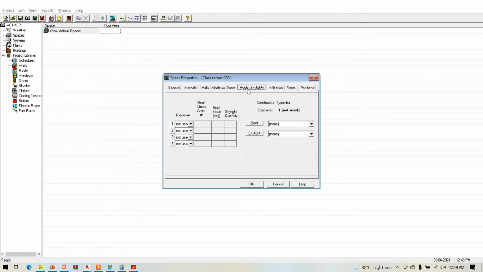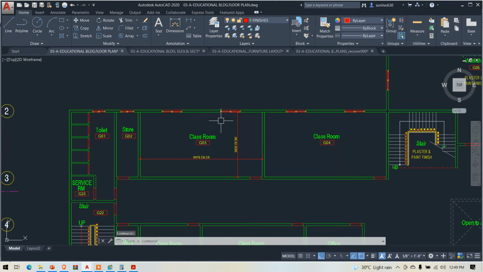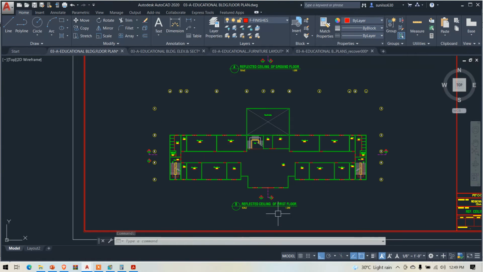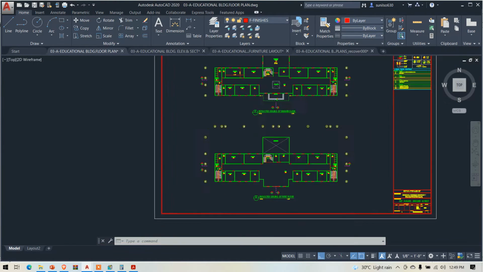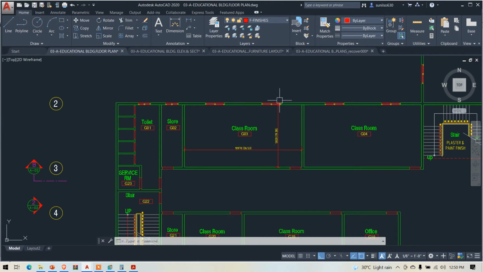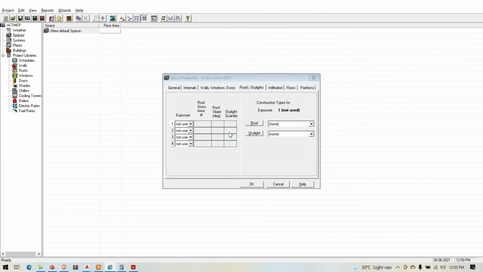And next we come to the roof and skylight. We have to check whether we have any roof or not. For that, first we have to know for which floor we are calculating. For this room, they are giving a reflected ceiling for the ground floor. If you have any building above the ground floor, then that is not a roof. Here we have a first floor, so we don't have any roof because above this floor we have a first floor. For the first floor we have a roof, because it is exposed to sunlight. So that we consider as a roof. Since here we only have a ceiling and false ceilings, no need to consider any roof properties over here.